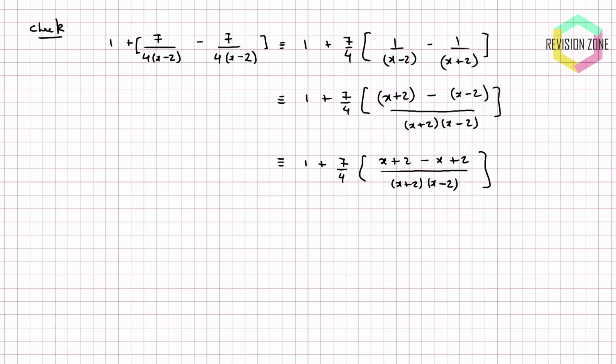At this stage, we see very nicely that the x's are going to cancel, so we can just get rid of the x's. We also see that the two 2's are going to combine to give me a 4. So what we actually have is 1 plus 7 over 4, and then we have a 4 on top here, and we have obviously the x plus 2 and the x minus 2, like so.